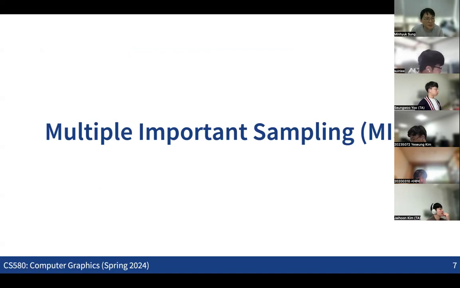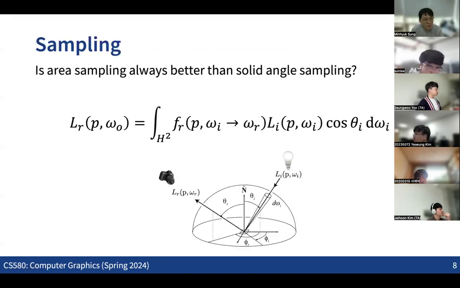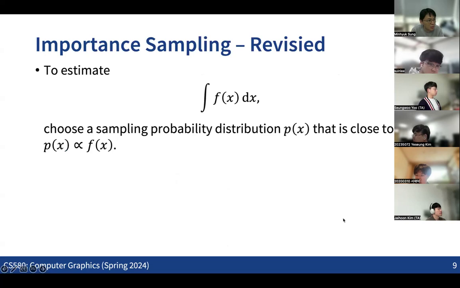So here the basic question is that, in the previous slide, we have seen that area sampling is better than solid angle sampling in that specific case. But is it always true for any other cases as well? So let's briefly revisit importance sampling.